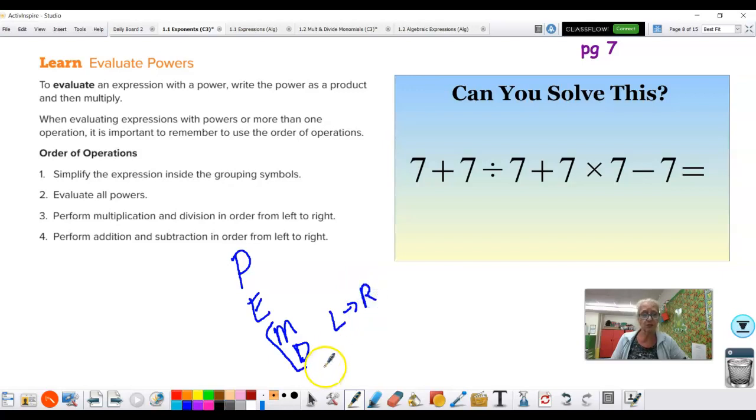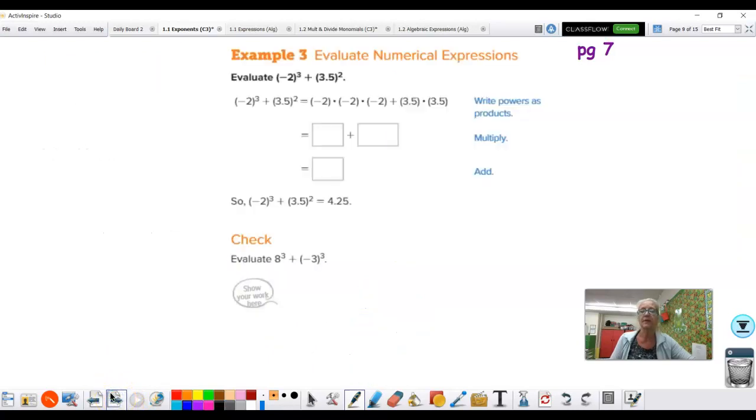So if there's a division before a multiplication, you would do the division first. Same with addition and subtraction. They're equal, so we do them from left to right. I'm sure this isn't the first time that you've heard this. I know that you've learned this before. I'm just reviewing that.